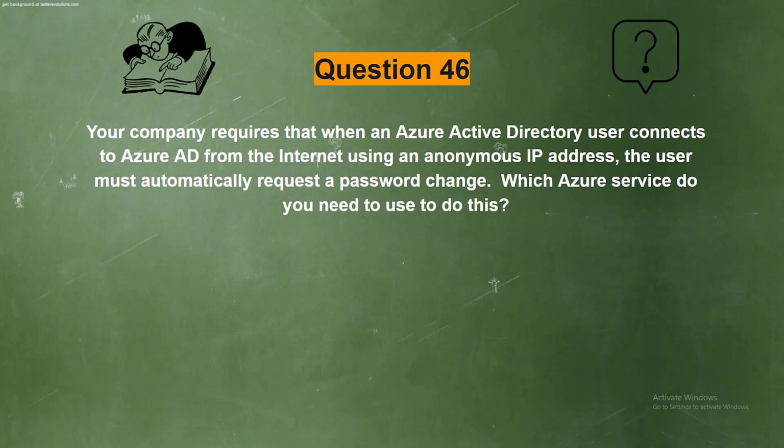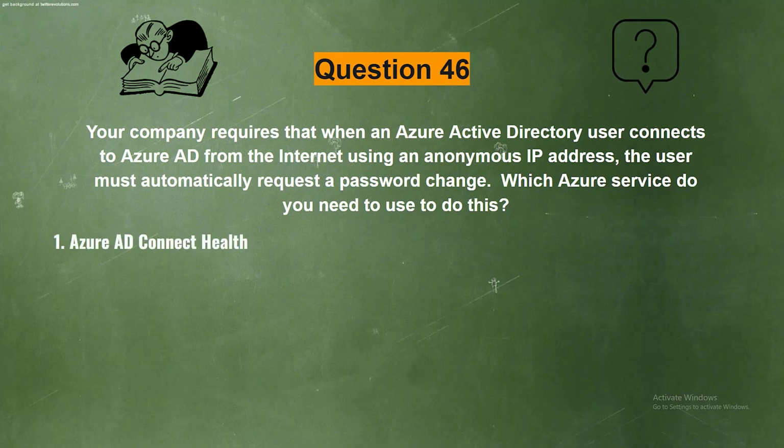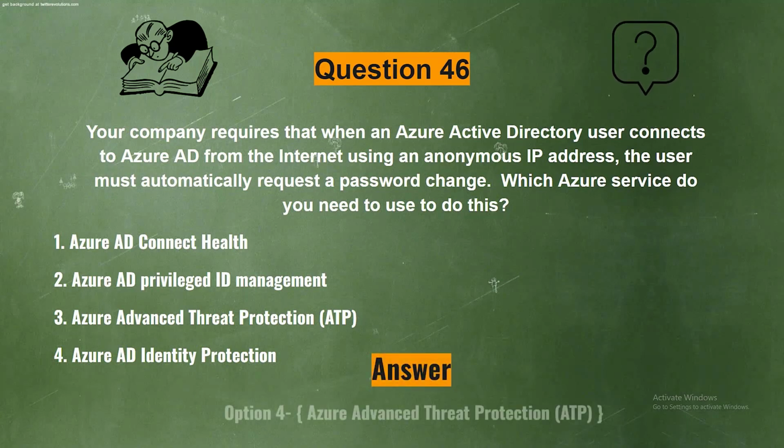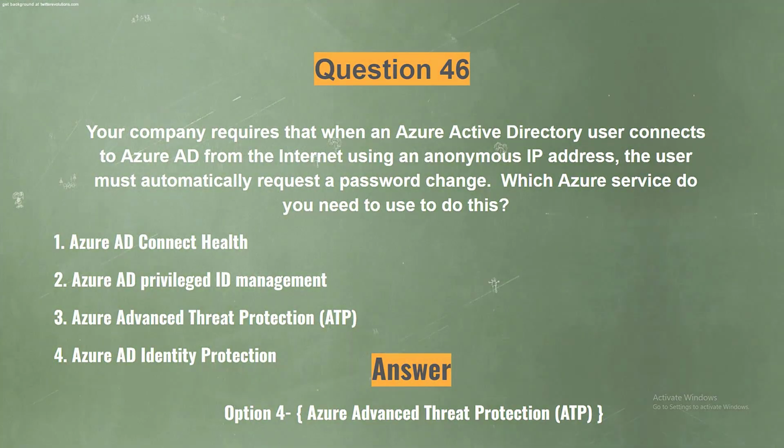Next question. Your company requires that when an Azure Active Directory user connects to Azure AD from the internet using an anonymous IP address, the user must automatically request a password change. Which Azure service do you need to use to do this? And the options are option 1, Azure AD Connect Health, option 2, Azure AD Privileged ID Management, option 3, Azure Advanced Threat Protection, and option 4, Azure AD Identity Protection. And the correct answer is option 4, Azure AD Identity Protection.